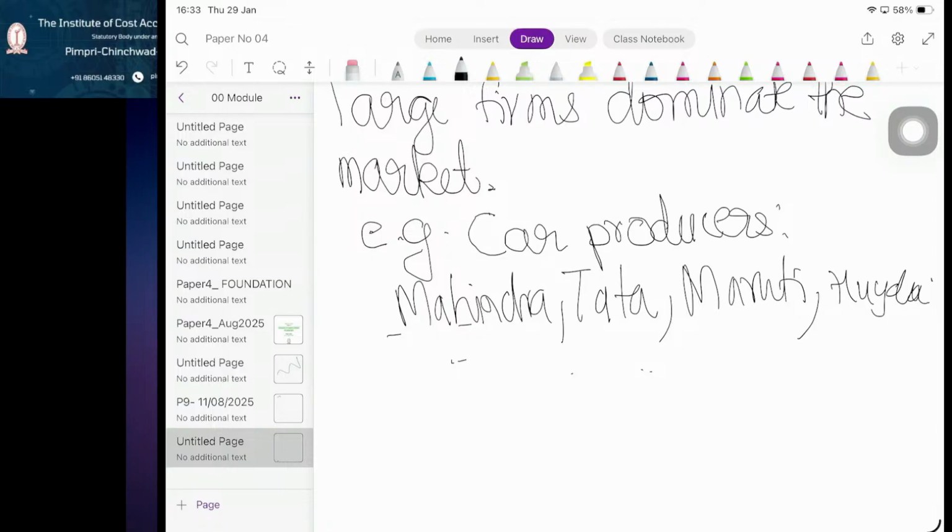Okay, for mobile service providers, who are the telecom operators in India? Service operators. Jio. Okay. Airtel.